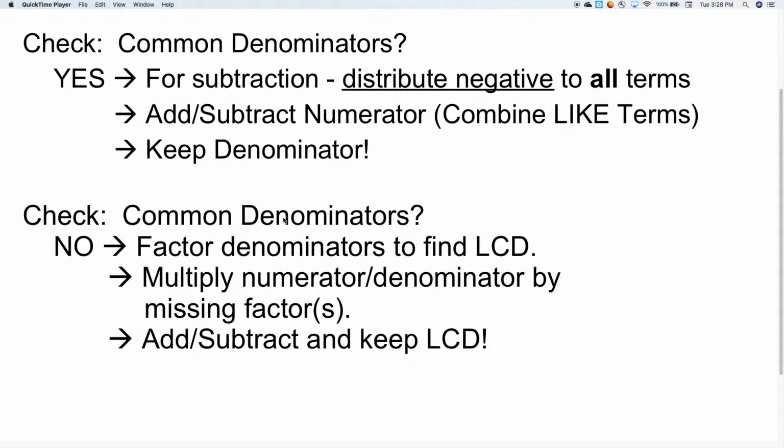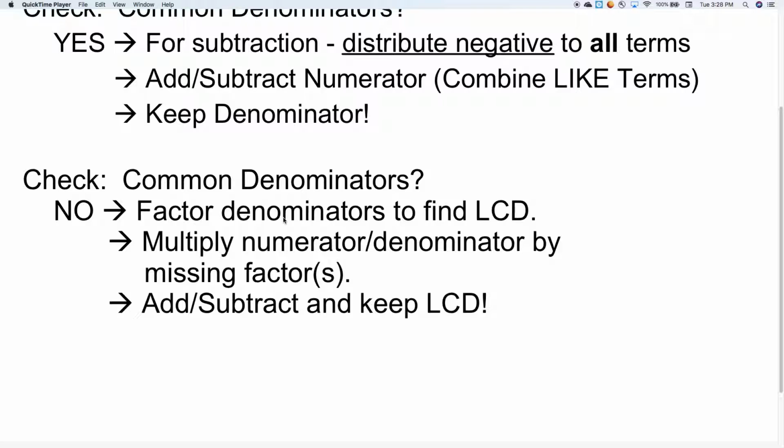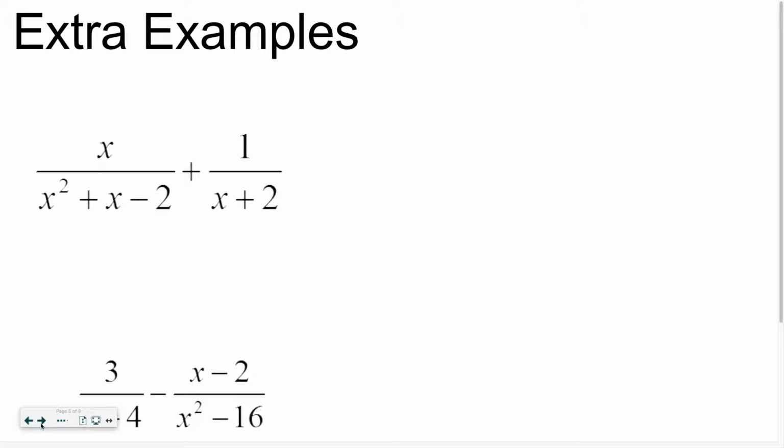If you do a check for common denominators and the answer is no, then you'll have to factor your denominators to find the LCD, multiply the numerator and the denominator by whatever factors it might be missing, and then continue with the add and subtract process. Remember, once you find the common denominator, keep the common denominator, only add and subtract in the numerator.